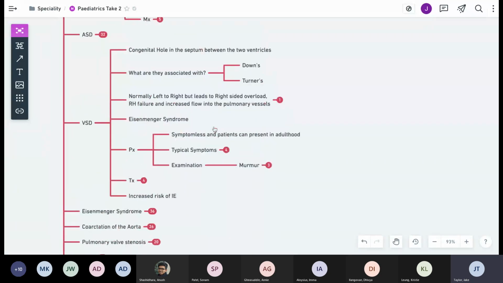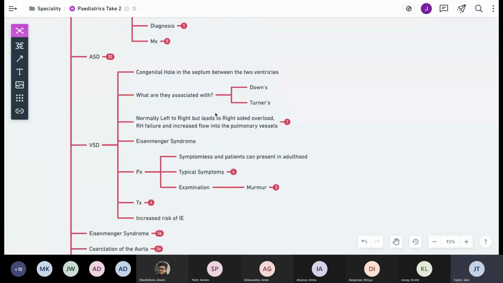So let's go through this. It's a congenital hole in the septum between the two ventricles. It's linked to Down syndrome and Turner syndrome. You normally get a left to right shunt because of the increase in pressure. But again, this right-sided overload and right heart failure increases the flow into the pulmonary vessels, and because of that you get pulmonary hypertension. So you are seeing a sort of link here. If there is increased pressure on the right-hand side, the end result will be pulmonary hypertension of some kind, right heart strain, right side of the heart failure.